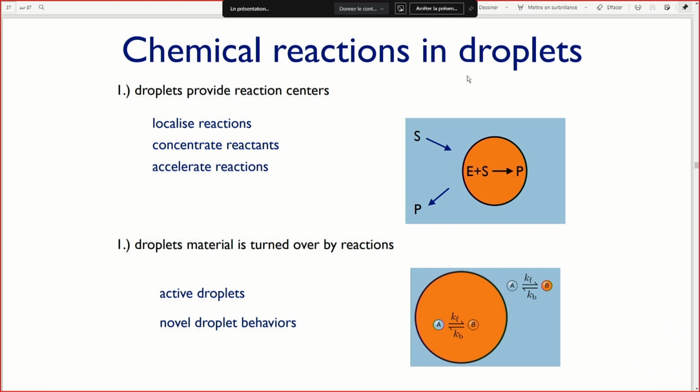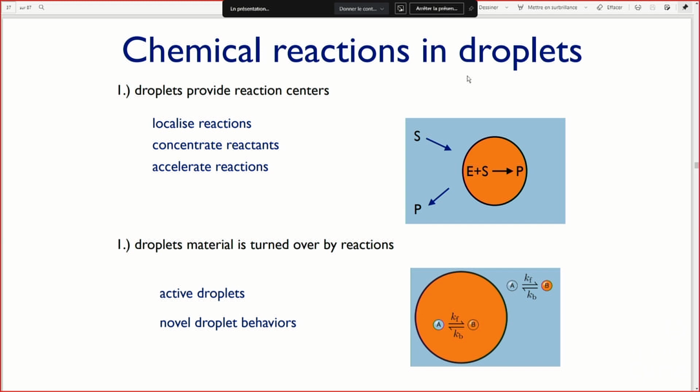So in this case, the example would be an enzyme in the droplet having a substrate turned into a product. So then the droplet can localize reactions, can concentrate reactants, can maybe accelerate the reactions. That's of course relevant for biology. It's one type of system we can think of.